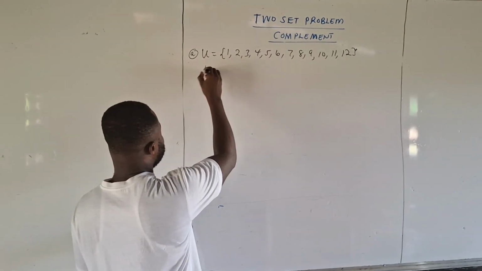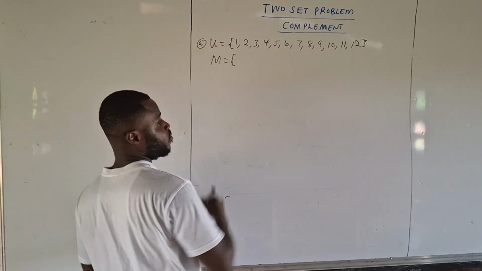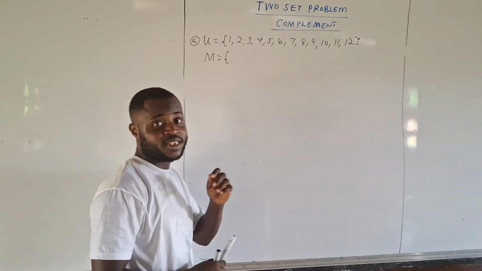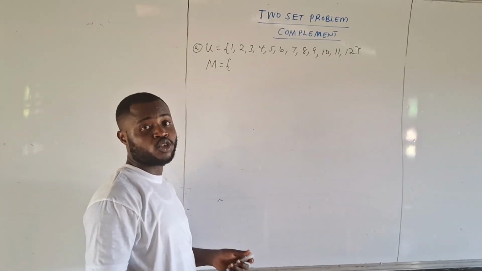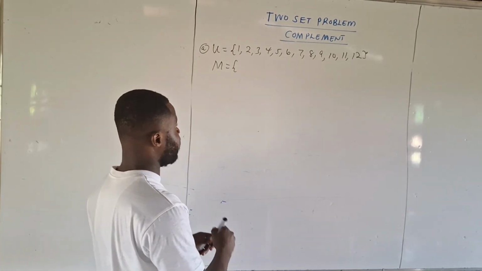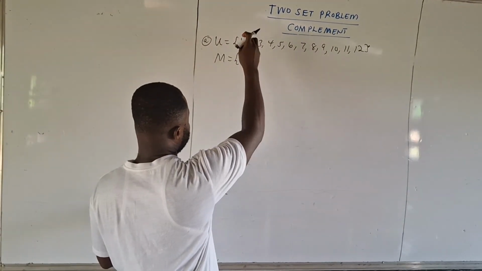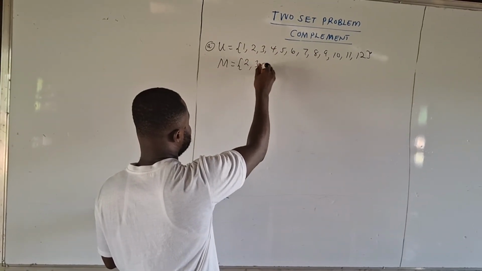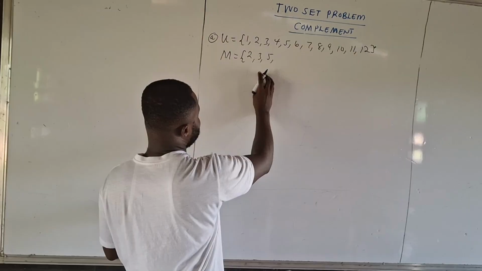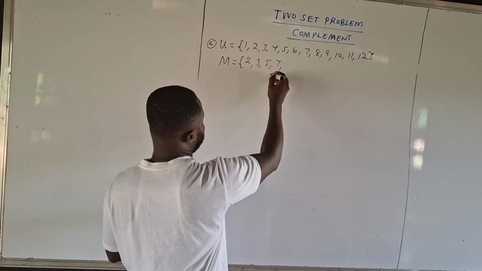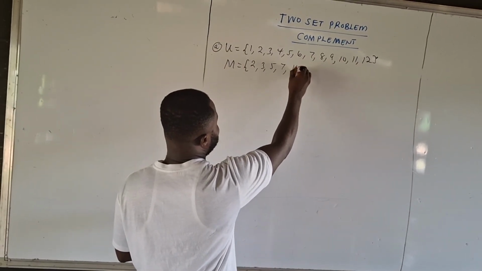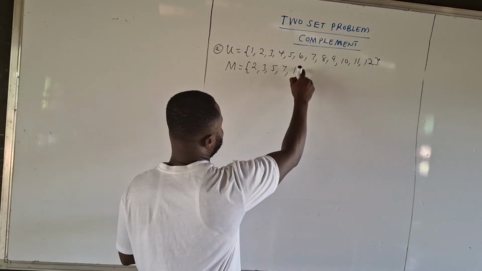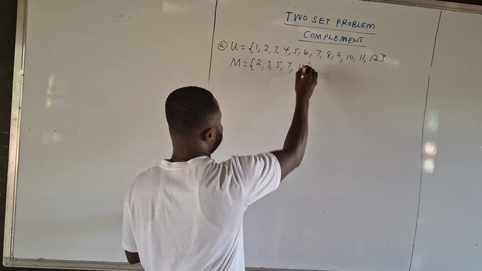And they are saying M is prime numbers. If you don't know what a prime number is, you can't list it. Prime numbers are numbers with only 2 factors. The first prime number we know is 2. The factors of 2 are 1 and 2, so 2 is a prime number, 3 is a prime number, 5 is a prime number, 7 is a prime number, then 11 is also a prime number, and I think that is all.